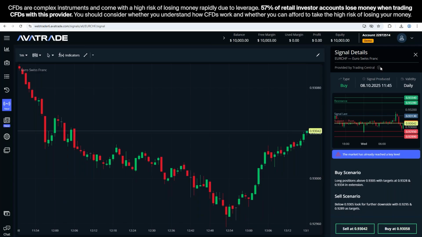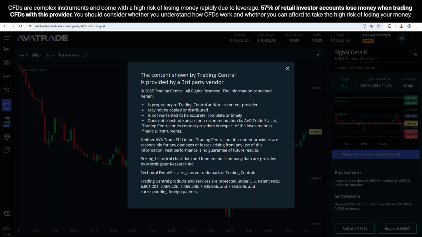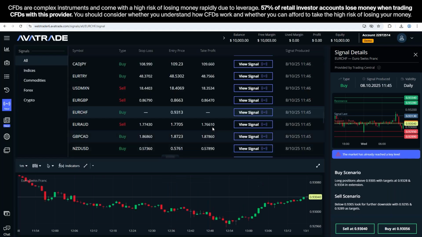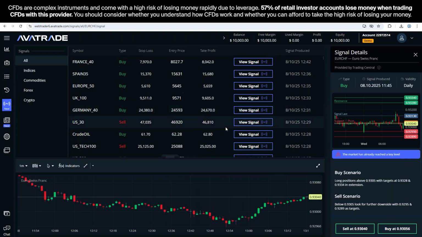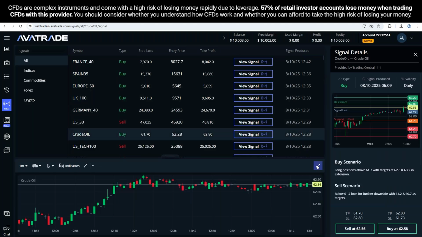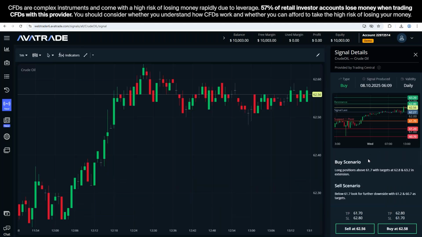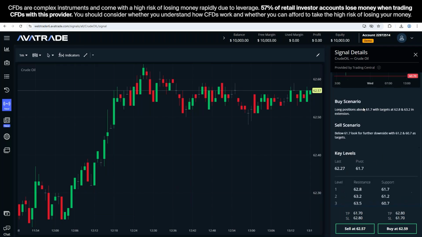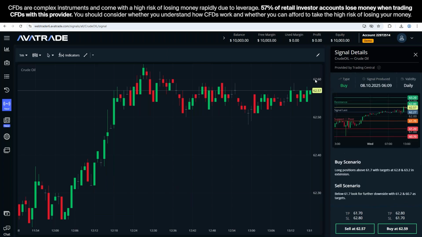Now, if I click here, I'll see that the signals are not provided by AvaTrade, they are provided by Trading Central. And if I click here on the arrows to fold it down, and I select something valid, like we saw in the beginning, like oil, we click here on oil, view signal. Now we don't get this message, and maybe we'll go with a buy. So I have here support and resistance levels, take profit and stop loss, the buy and the sell scenario.